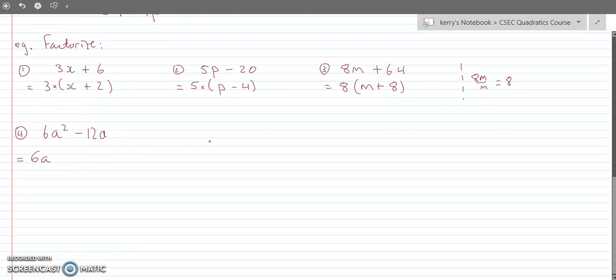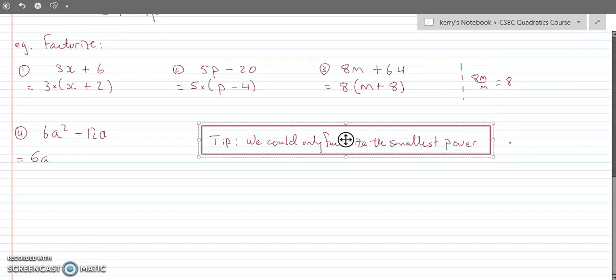So a nice tip to note here is that we could only factorize the smallest power. Now, this is not a hard and fast rule. As people go up into higher levels, you could divide by any power that you want. But for this level, this is just a little tip to make things a little bit easier for you. We should only factorize the smallest power. We don't need to, but it makes it easier. So the smallest power here is 1. Remember, a by itself means a to the power of 1. So remember, factorization is a process of multiplication and division.